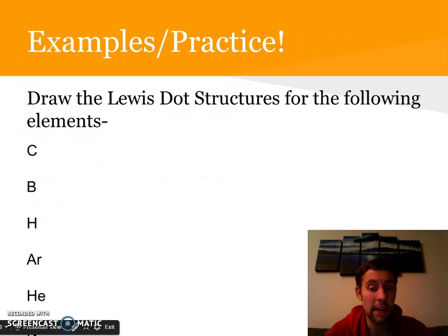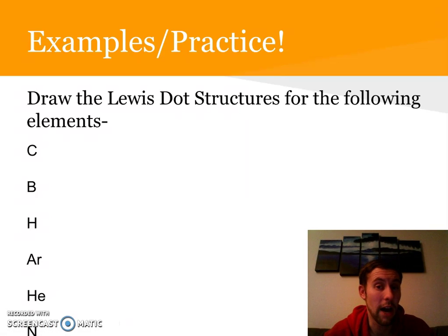Okay, if that made sense and you think you can do it, go ahead and pause now and try to draw out the electron configuration. Use those to get the valence electrons and draw out the Lewis dot structures for these 6 atoms. If not, follow me through this.